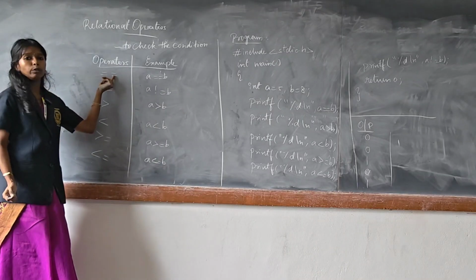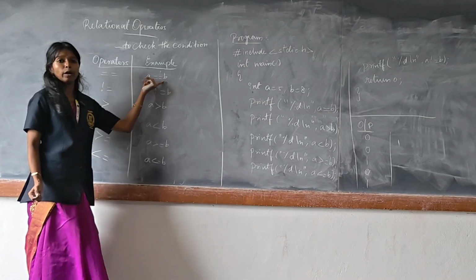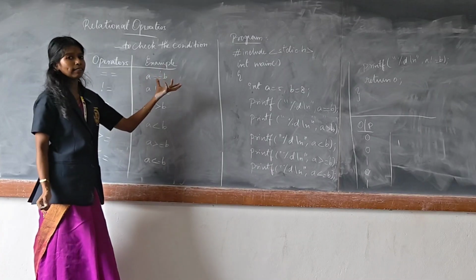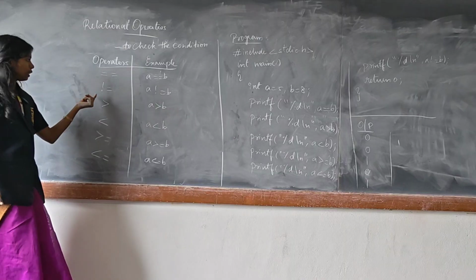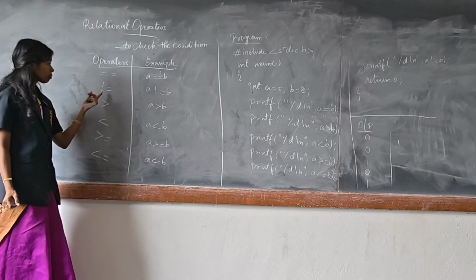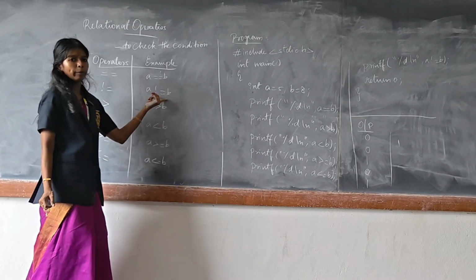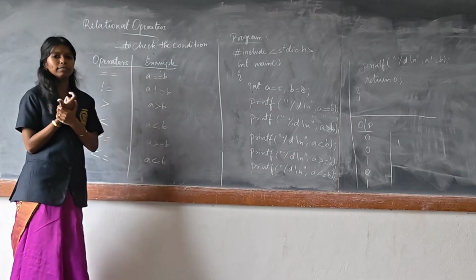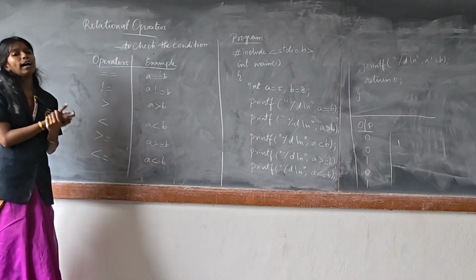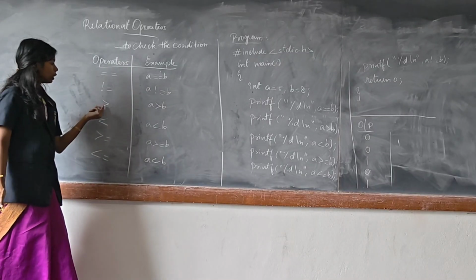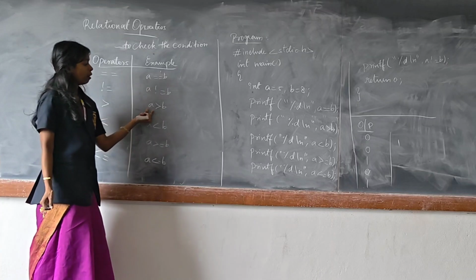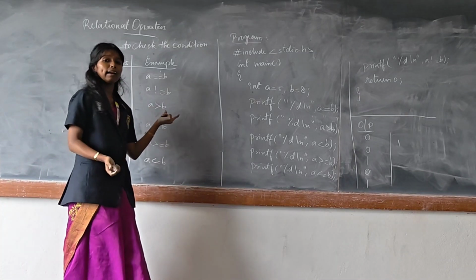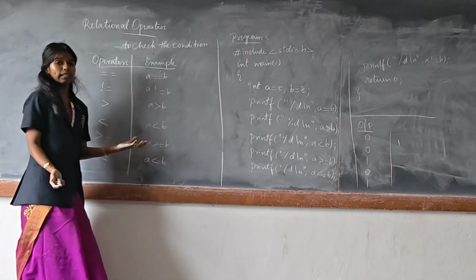First, equal to: if both variables A and B are equal, it returns the value 1, otherwise it returns 0. Next, not equal to: A not equal to B, whether the A value and B value are not equal, it returns 1, otherwise 0. Then greater than: if the value of A is greater than B, it returns 1, otherwise 0.